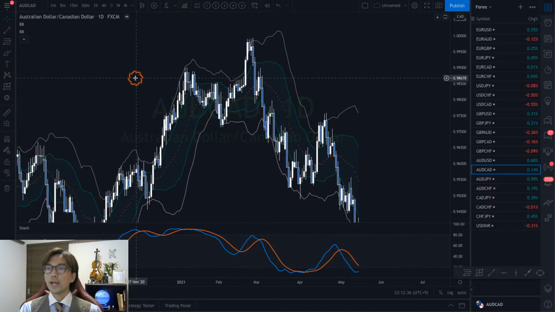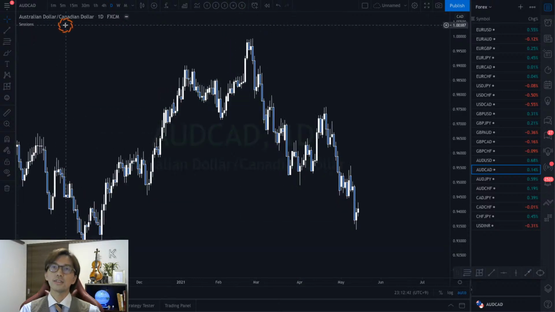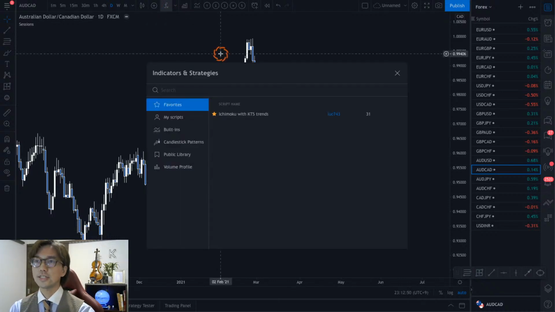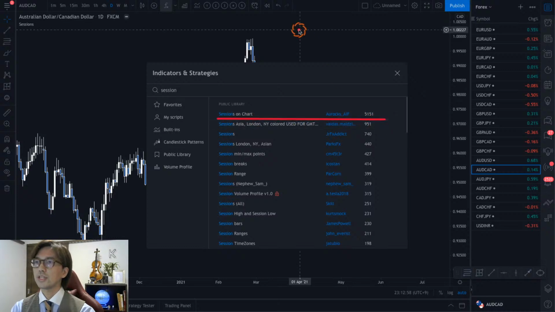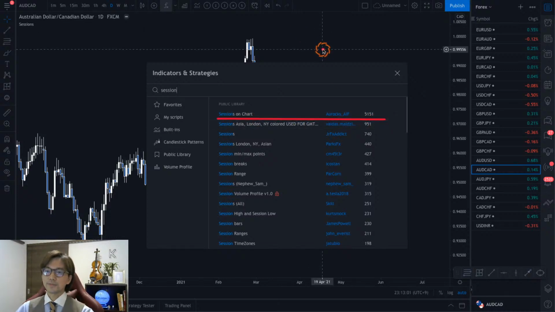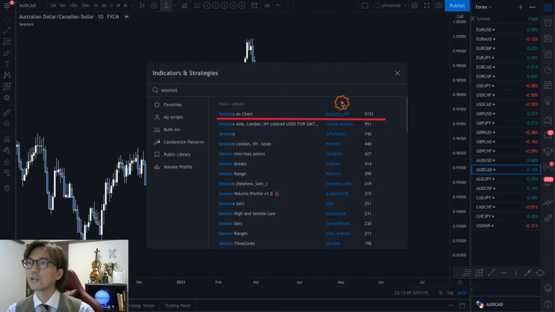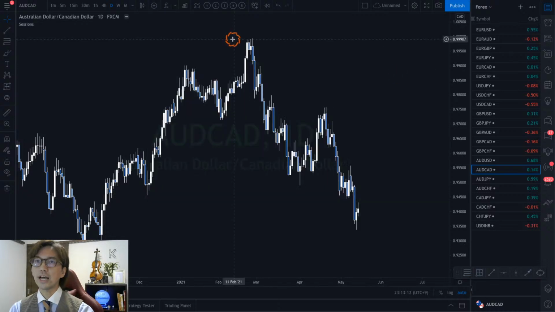And what else? So I use also the Tokyo Box indicator, which is called the sessions indicator. If you go up above to indicators and strategies and just type sessions, you find the sessions on the chart, and this is simply what I'm using for my strategy, by Alrock AIF. That's the one that I'm using right now. And in terms of the period, I only use the Asian session to stand out.